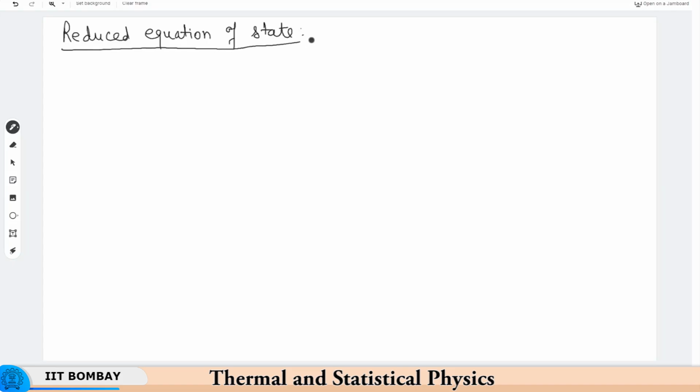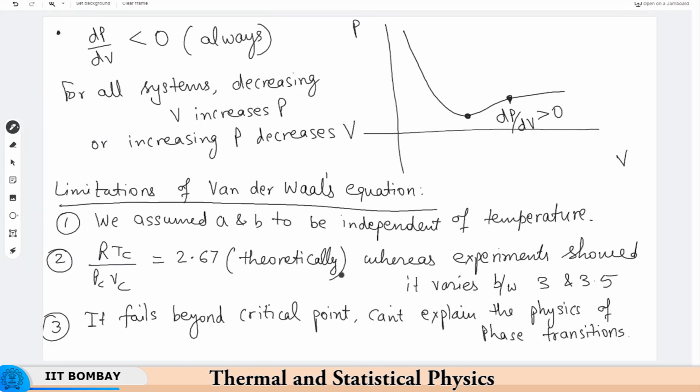Alright, and what is the reduced equation of state? Remember, since the theoretically predicted values don't match with experiments, and we also believe that these parameters A and B are not really constants over the entire range of temperature, and also they vary greatly from system to system, right? There is no reason for A and B to be the same for, say, carbon dioxide and helium, right? So it's sometimes better to express the real gas equation in terms of what's known as reduced variables.